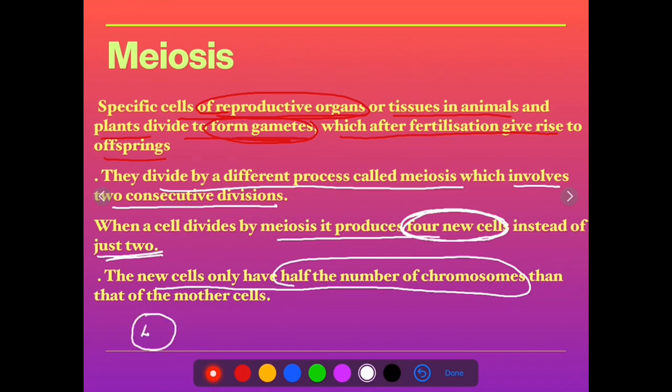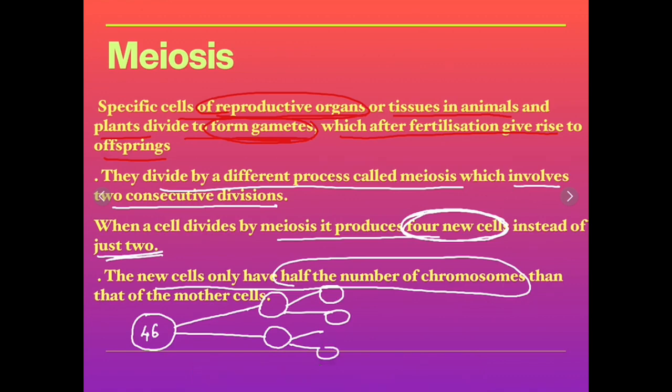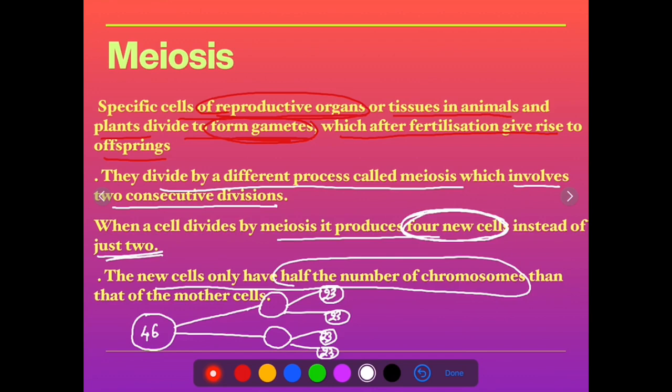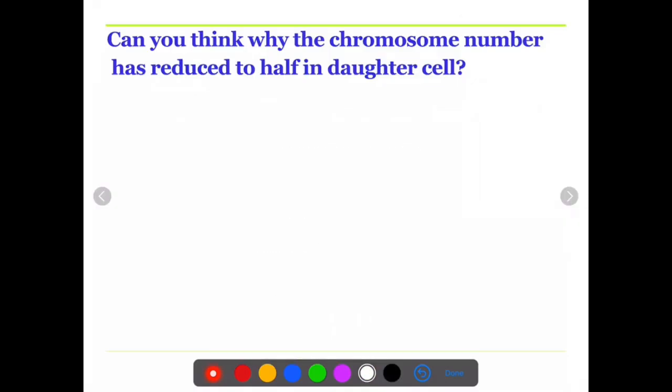The new cells have half the number of chromosomes than that of the mother cell. If this is a human cell having 46 chromosomes, it will divide by 2 consecutive divisions. One is this and another is this. Another division will give rise to again 2 each, so 4 daughter cells. The chromosome number in the daughter cells has to be half, that is 23, 23, 23 and 23. So this is how the chromosome number is reduced to half.